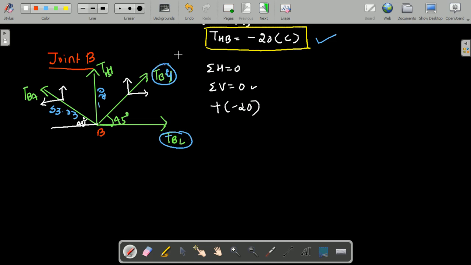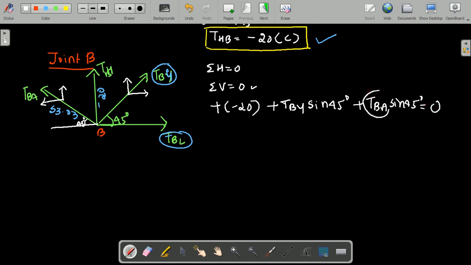Just I will write the BG first, both are moving upward, plus TBG, 45 with respect to x axis. So therefore TBG sin 45 is our vertical component. Similarly, plus TBA sin 45 is the vertical component of another inclined force. This is equal to 0.